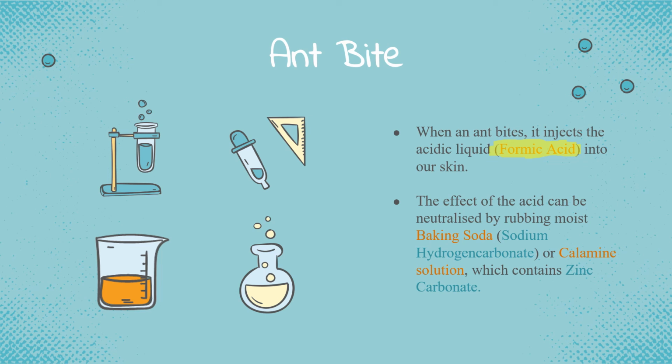We rub a base on our skin, the area where the ant has bitten us, to help neutralize the acid. Now we can rub either moist baking soda, which contains sodium hydrogen carbonate, or we can rub calamine solution, which contains zinc carbonate. So the next time an ant bites you, you know what to do, right? So let's move on.